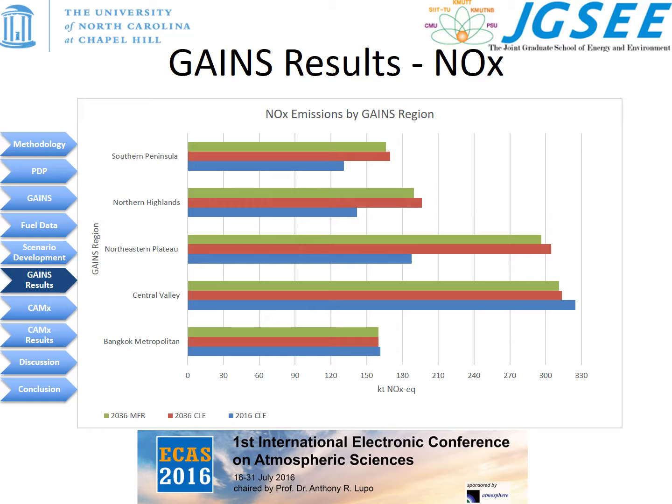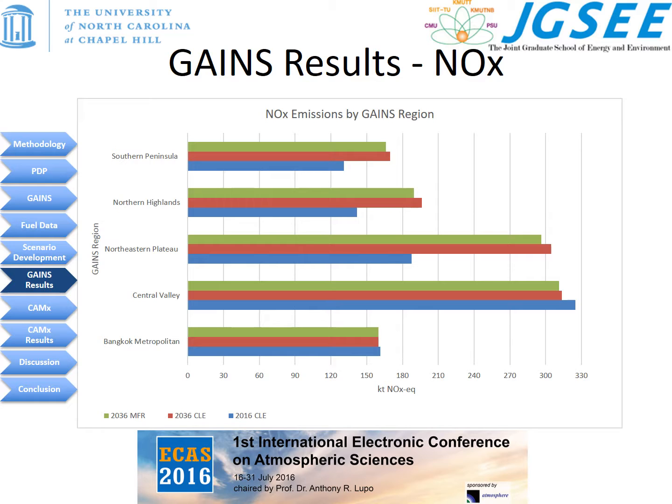3 pollutants were analyzed from the GAINS output emission data. This graph displays nitrogen oxide emissions by GAINS region. The blue line represents the 2016 CLE, the red is the 2036 CLE, and the green is the 2036 MFR. Note that the power plant sector's emission is only one part of the total emissions.